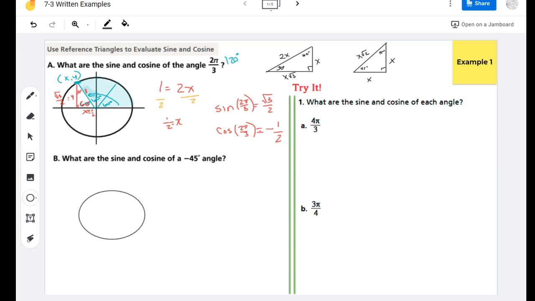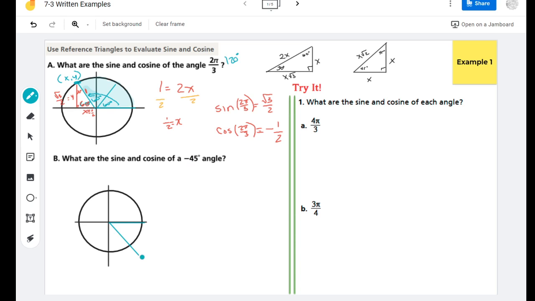Alright, let's try that again. So now we're going to be dealing with a negative 45-degree angle measurement. Remember, with the negative 45-degree angle measurement, I'm going clockwise on the unit circle. Here's my initial side, and I'm going to go clockwise 45 degrees for my terminal side. So this angle right here is negative 45 degrees, and here is the x, y they're looking for.